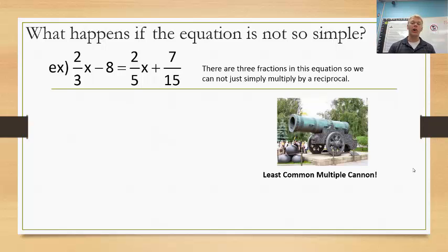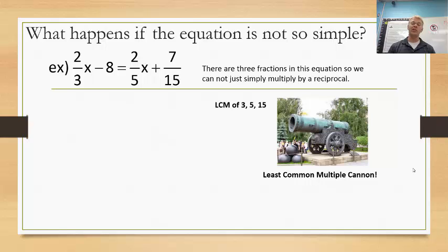And we like to call that the least common multiple canon. The reason we choose the idea of a canon is we know fractions are something most students don't like. So what do you do with things you don't like? You blow them up. And you'll see as we go through the example, working through this process kind of resembles firing a cannonball at your equation.